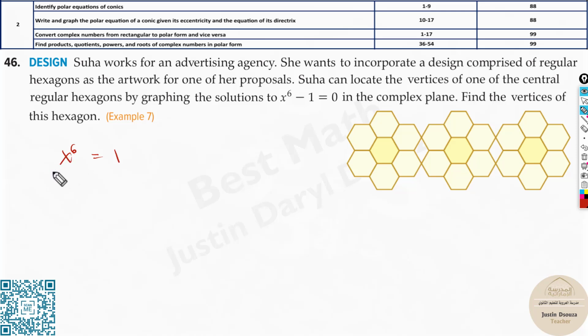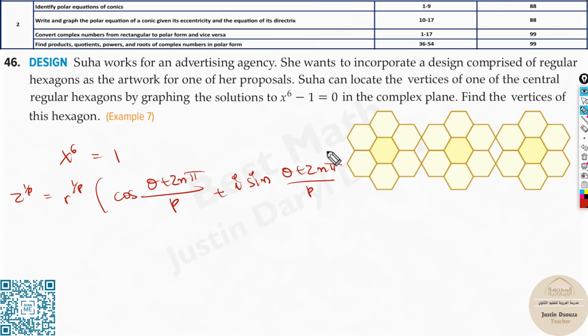There are 6 distinct roots given by one formula. You can consider that as 1 by n. No, you don't consider it to be n, sorry. You consider it to be something other than n, like p or q. I'll take it as p. Why? Because we already have n in the formula. The formula is 1 by p, and you multiply it with cosine and then sine. Now cosine will be, it's always starting with the angle theta plus 2n pi, I believe, by p, plus i sine. Here it's the same thing, theta plus 2n pi by p.